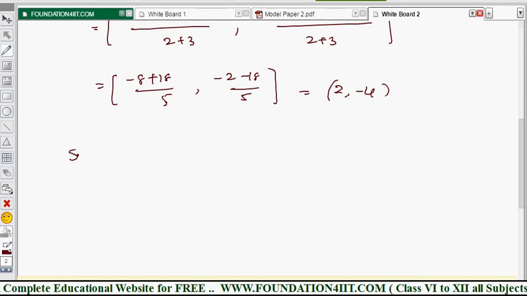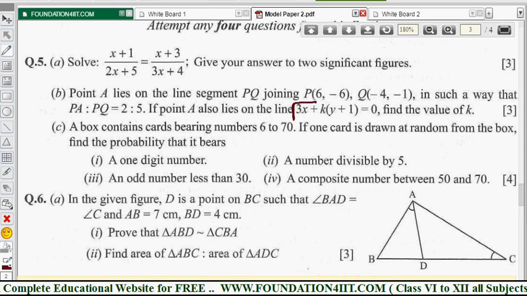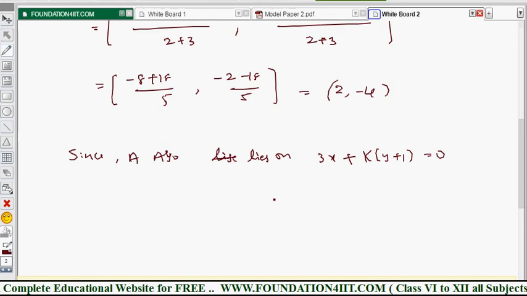Since A is 2 comma minus 4, according to the condition, A also lies on the already given equation, that is 3x plus k into (y plus 1) is equal to 0. This point is on this equation. In the place of x and y, we will substitute the values. Then 3 into 2 plus k into (y plus 1), so minus 4 plus 1, is equal to 0.